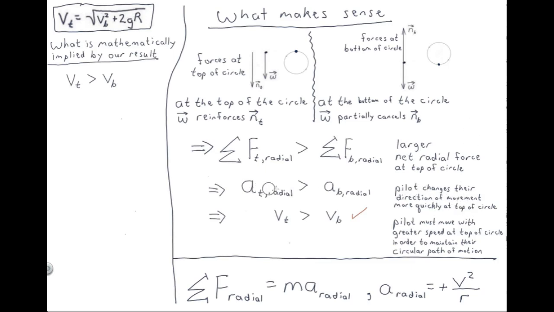And if the pilot is changing their direction of movement more quickly at the top of the circle, the pilot must move with greater speed at the top of the circle in order to maintain their circular path of motion. Again, that matches what was mathematically implied by our result. So again, this result does make sense.